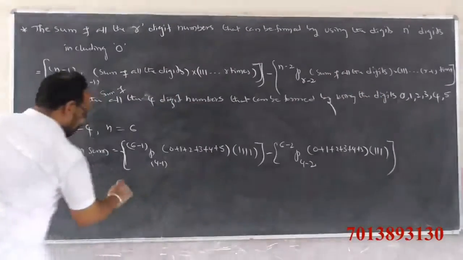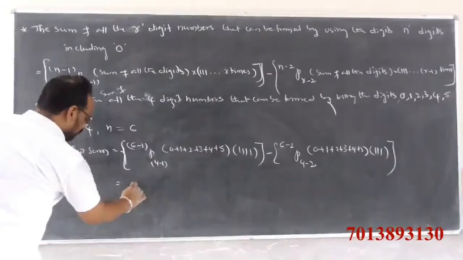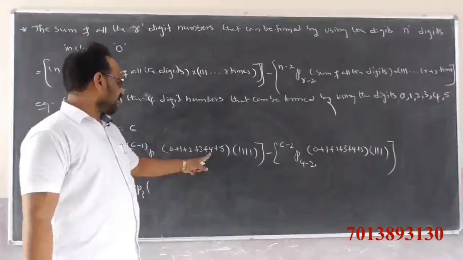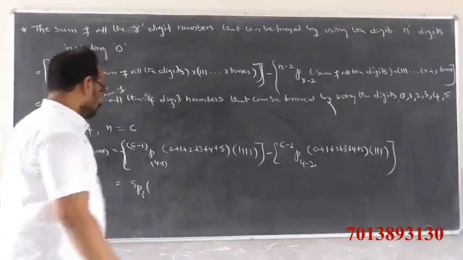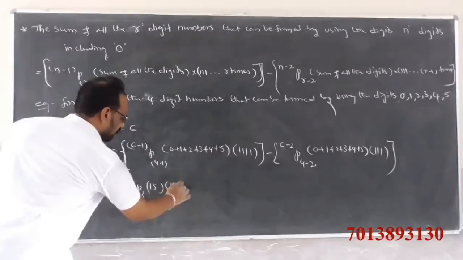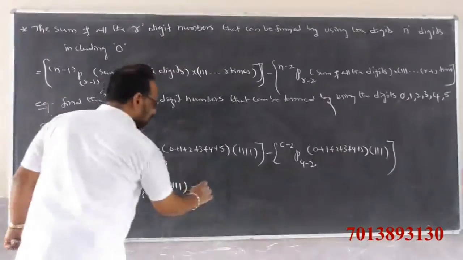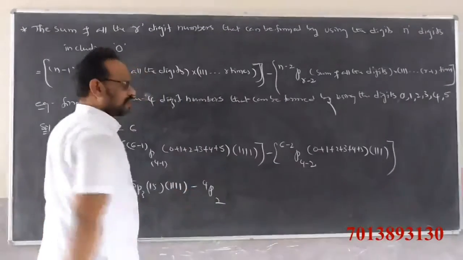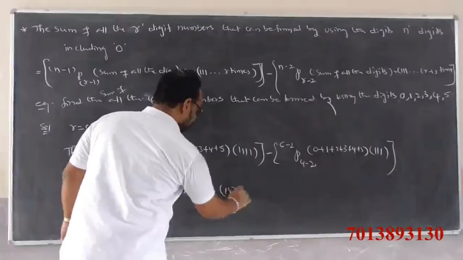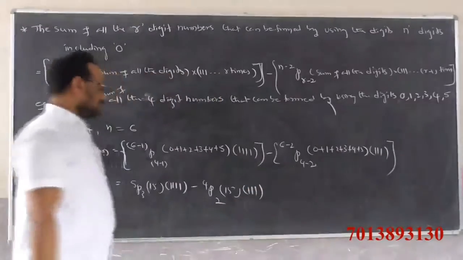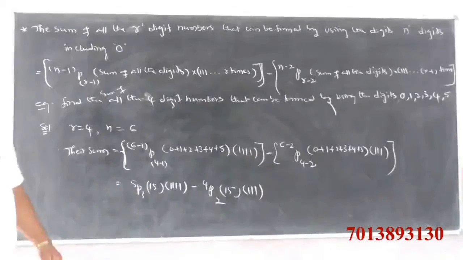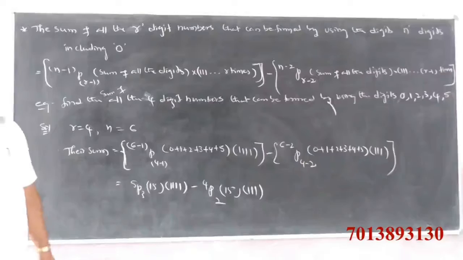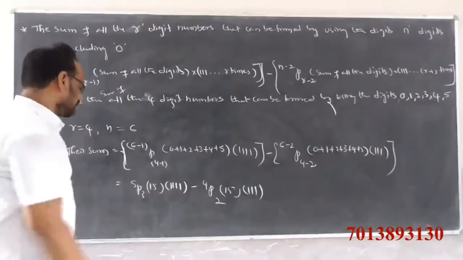So 5P3 into the sum of digits: 5+4 is 9, 9+1 is 10, 10+5 is 15. So 15 into 1 into 1 into 1, minus 4P2 into 15 into 1 into 1 into 1. We know 5P3 is 5 factorial by (5−3) factorial, 2 factorial gets cancelled, we get 3 times 4 is 12, times 5 is 60.